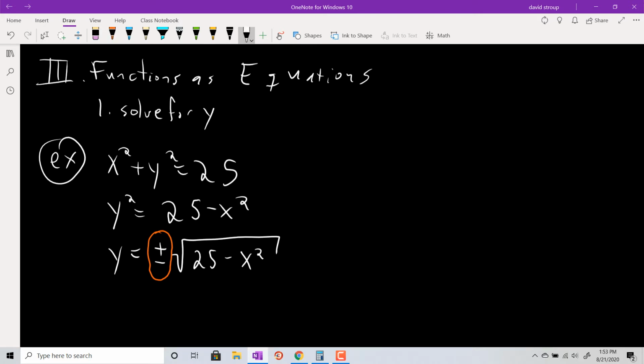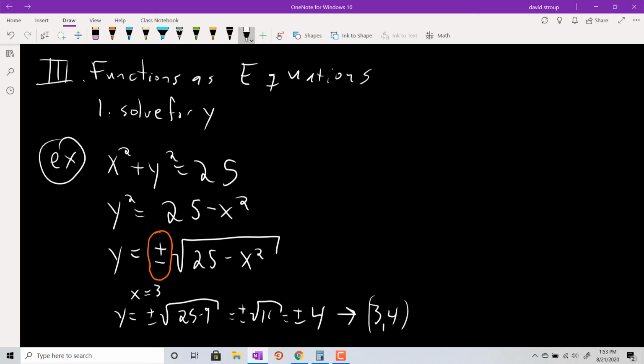In particular, you can even try one. Let's say x is equal to 3. In that case, y will be equal to plus or minus the square root of 25 minus 9, which is plus or minus the square root of 16, which is plus or minus 4. In other words, you have 2 ordered pairs with the same x coordinate: 3, 4, and 3, negative 4. So you have that repeated x value going to 2 different y values.